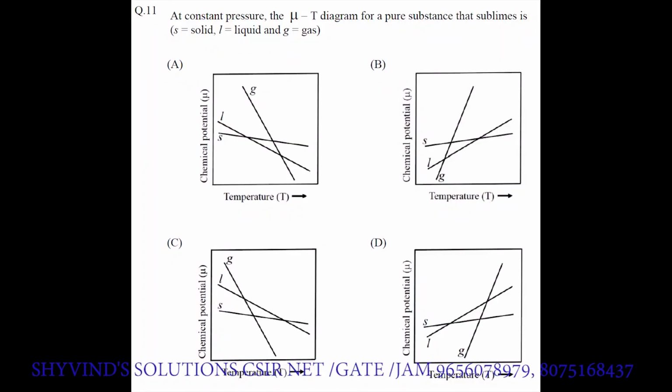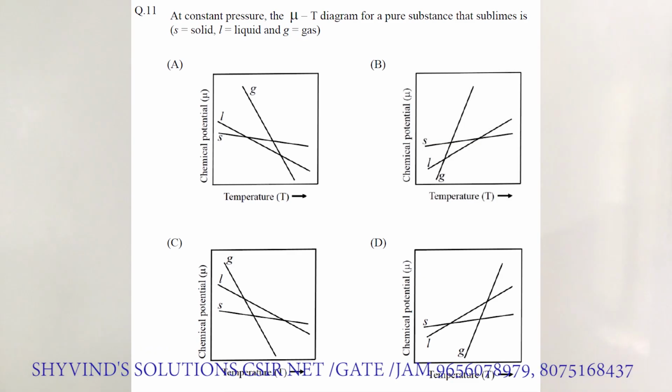Today in this video we will discuss 2020 JAM Chemistry second part, that is question from 11 to 20. Okay, let's start. Question number 11. At constant pressure, the mu T diagram for pure substance that sublimes is. Okay, let's see how to solve this question.